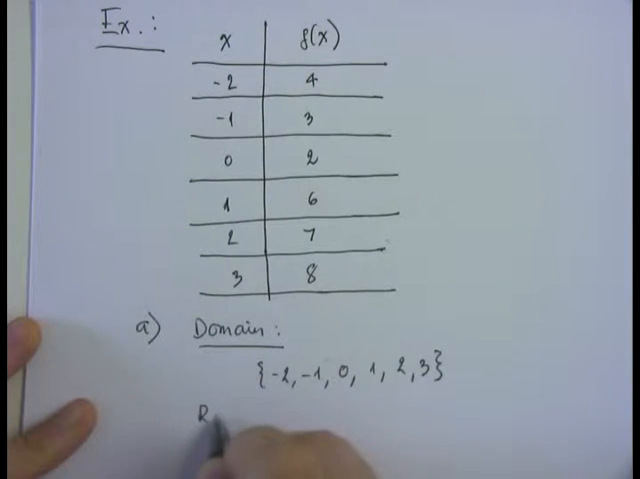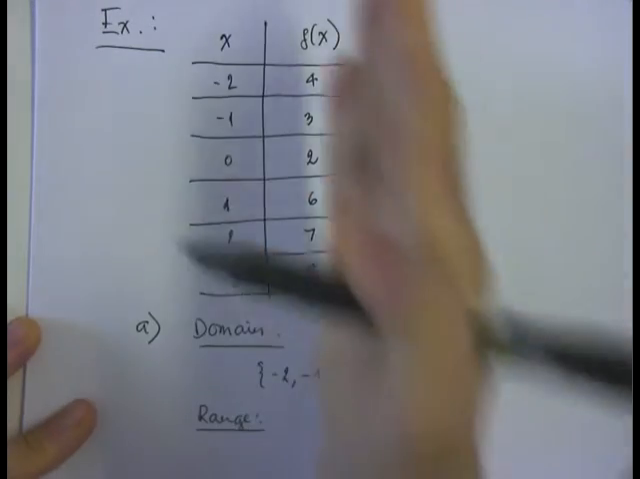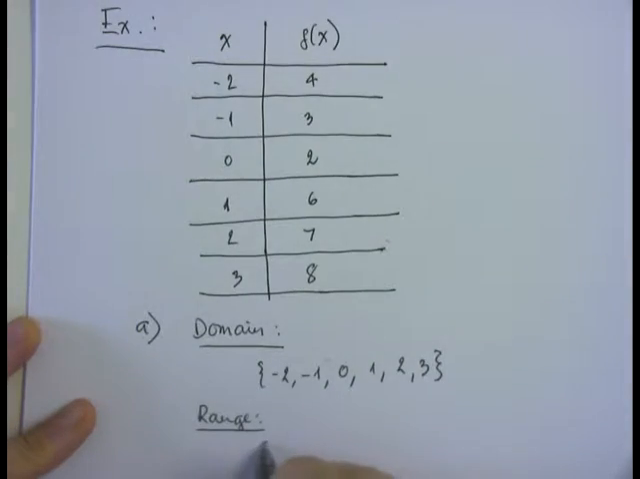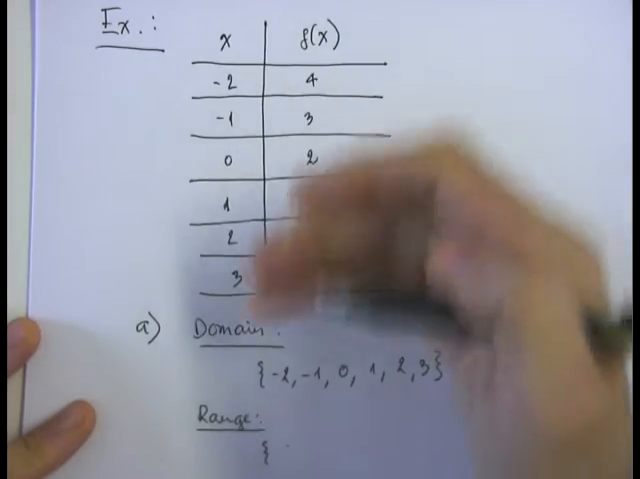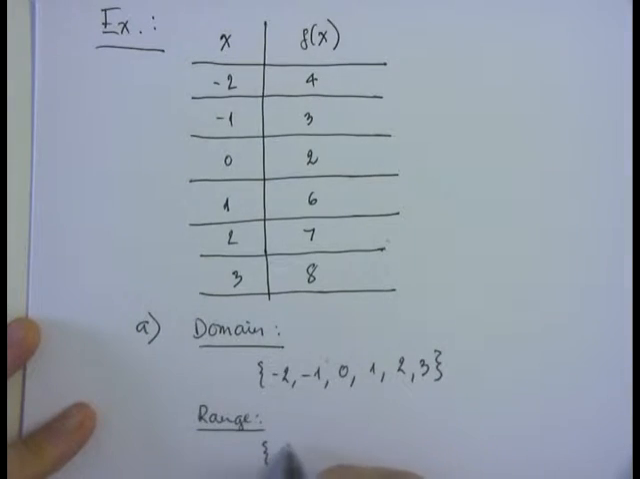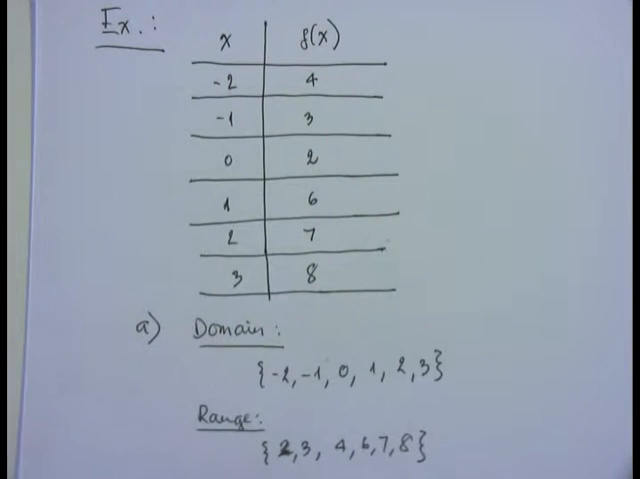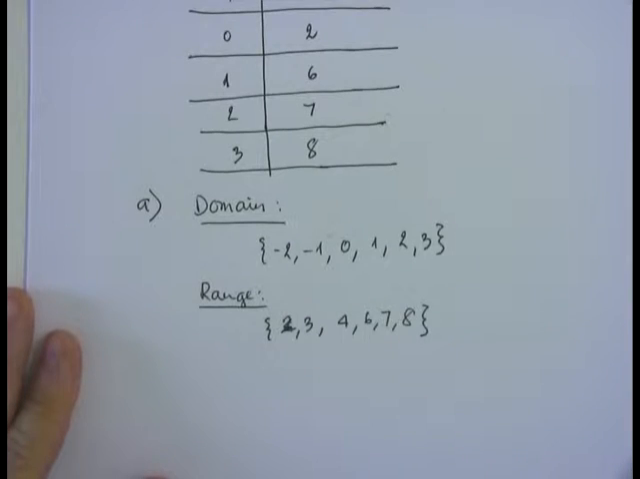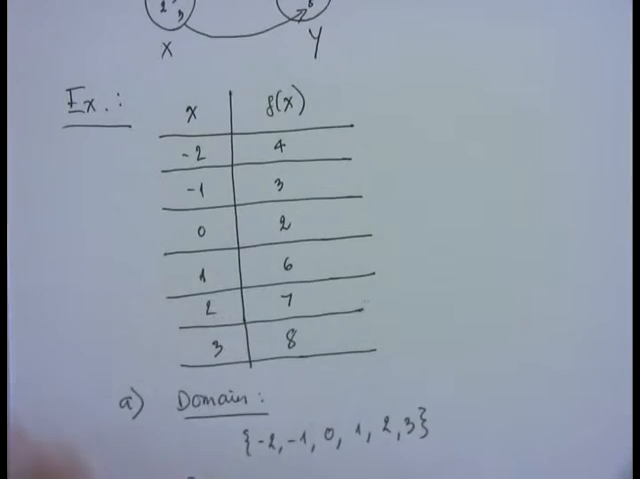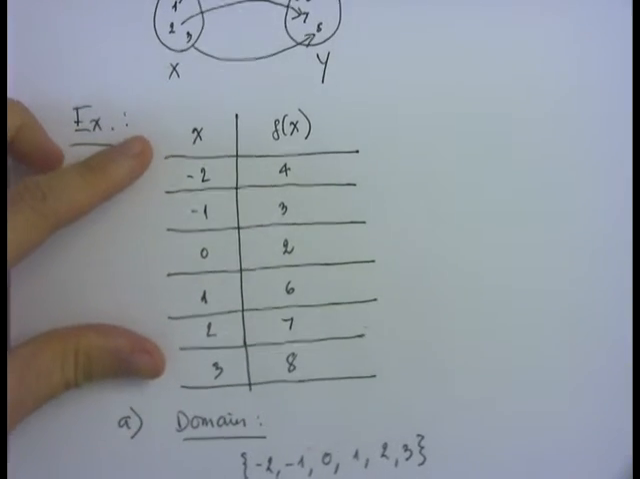And the range would be the corresponding values in the right-hand side column. So here the range of this function would be, and a lot of the time we write these in order, 2, 3, 4, 6, 7, and 8. You don't have to worry about writing these values in order, but I'm trying to keep them in order. Okay, so that's the answer for the domain. Once again, the recap here is the domain from a table representation.